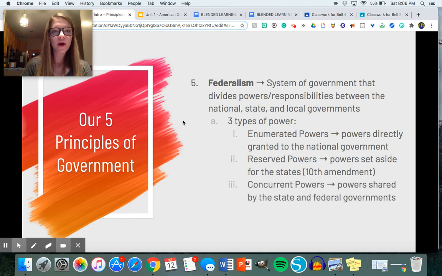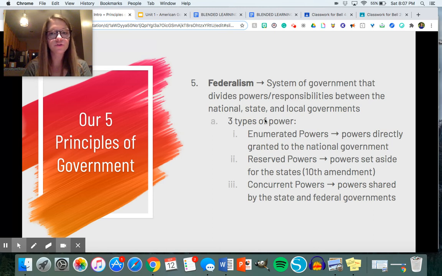And then also you have concurrent powers. Concurrent powers are those powers shared by the state and federal governments, like the ability to tax, right? If you have a job, you will notice on your paycheck that you pay Cincinnati taxes probably, definitely Ohio taxes, and federal taxes. So that is a concurrent power.